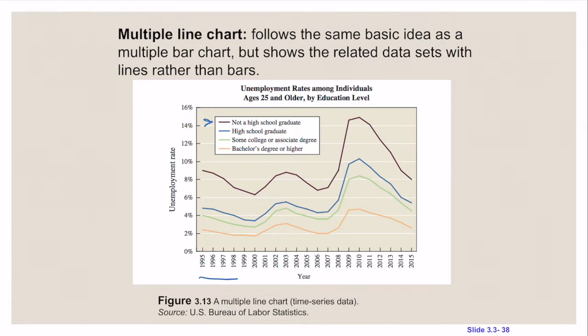This is also a time series graph because it's listed by the year, so that's pretty cool. What you can also see from this is that unemployment rates followed the same trend. Unemployment rates increased for everybody in 2008. That was the housing crisis. So much fun, right? Okay.